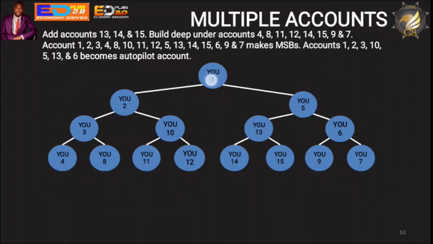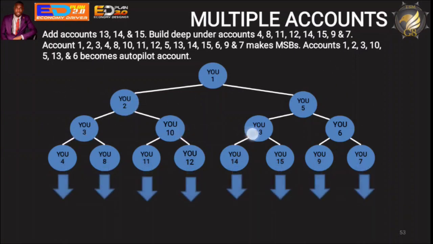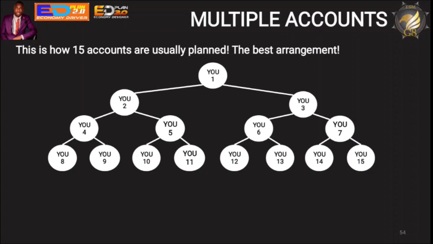Here you get that accounts 1, 2, 3, 10, 13, 5, and 6 are autopilots. And then the rest of them will be making money. That is how you grow, okay? And now, if you have 15 accounts, these are usually the way they are planned.